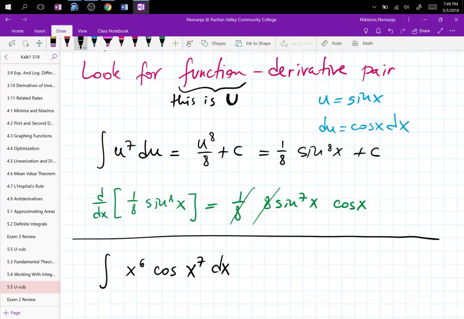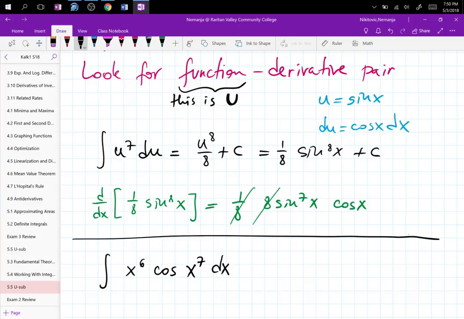We learned the method: function derivative pair. What's a pair for cosine? Sine, yeah. Is there a sign there? Right? So we can't pick cosine. What makes more sense to pick?